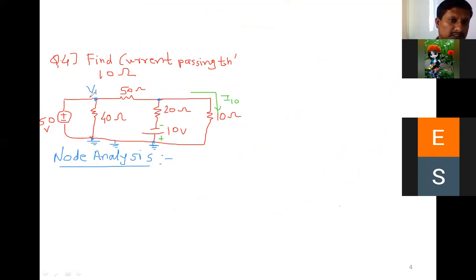By observing this, can anyone tell what the V1 value is? V1 is nothing but the voltage across 40, with respect to this ground. The voltage across 40 is nothing but the node voltage V1. So by observing the circuit only, you can tell what the value of V1 is. Anyone?